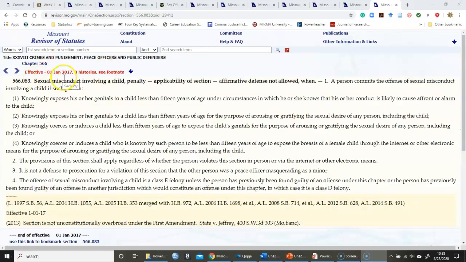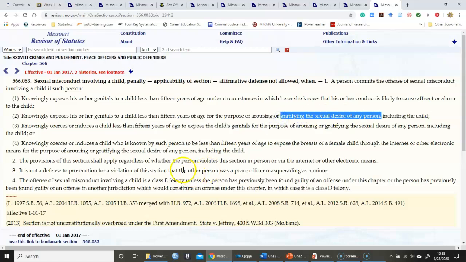In this section right here, sexual misconduct involving a child, as far as penalty, you may want to pay special attention to that one. In that, the subject knowingly exposed his or her genitals to a child less than 15 years of age under circumstances in which he or she knows that his or her conduct is likely to cause affront or alarm. So this is somebody that exposed themselves to children for their own sexual gratification. When we're looking at that, arousing or gratifying the sexual desires of any person.